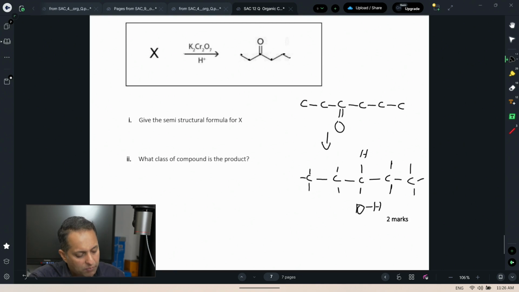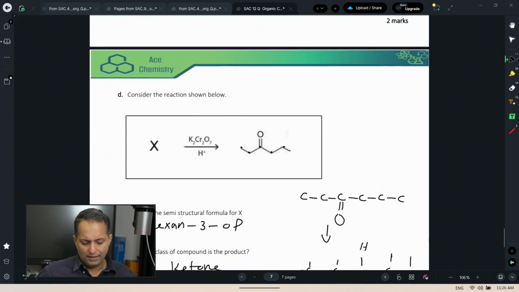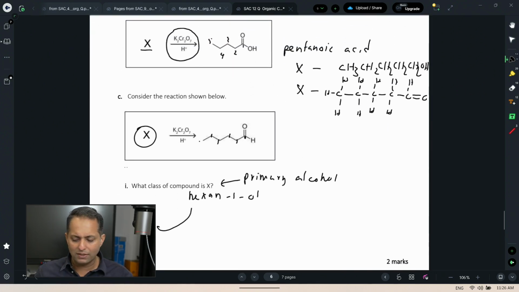All right. Give the example for X. It should be hexan-3-ol. Okay, what class of compound is the product? It's definitely a ketone.